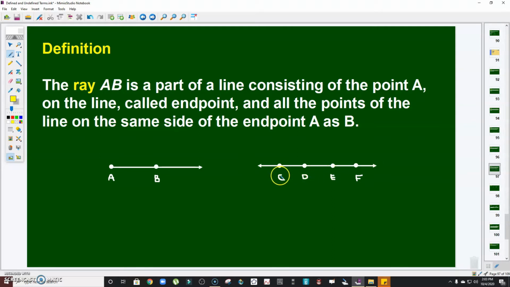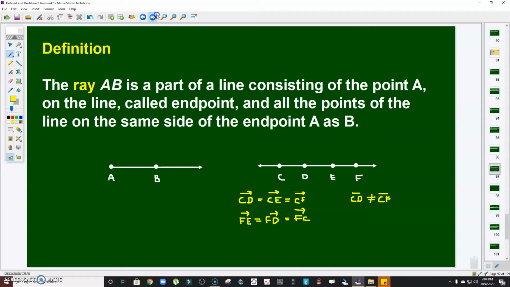Here, based on this illustration, actually we can name 6 rays. Okay, so 6 rays. So what are those? There you go. So these are the 6 ways to name this ray. Okay, take note, ray CD is the same as ray CF, but segment CD is not the same as segment CF. Okay? So magkaiba yon. Alright, pero sa ray, they mean the same thing. Okay, as long as we have the same endpoint.